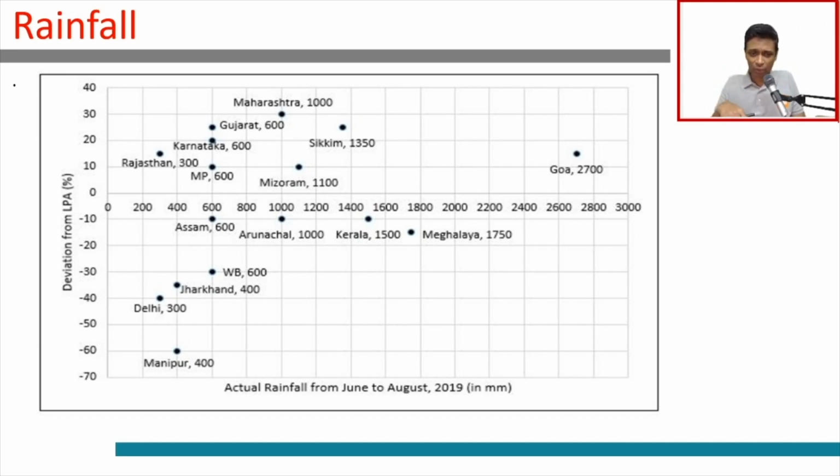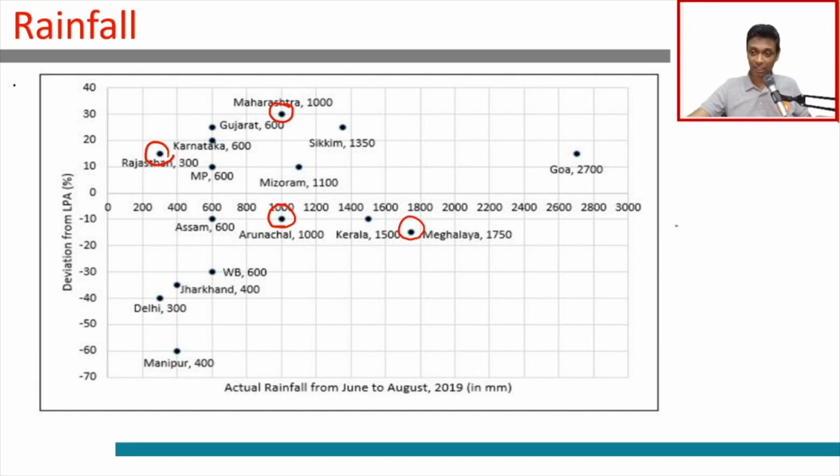The actual rainfall for each state is mentioned in numerical term, in millimeters, the June, July, August period. What is also given is deviation from LPA. So what this tells us, if you look at this data, Rajasthan, which had 300 millimeters of rainfall, has got 15% more than its LPA. Arunachal, which has got 1000 millimeter rainfall, has got 10% less than LPA. Meghalaya at 1750 has got 15% less than LPA. Maharashtra, with a rainfall of 1000, has got 30% more than LPA.